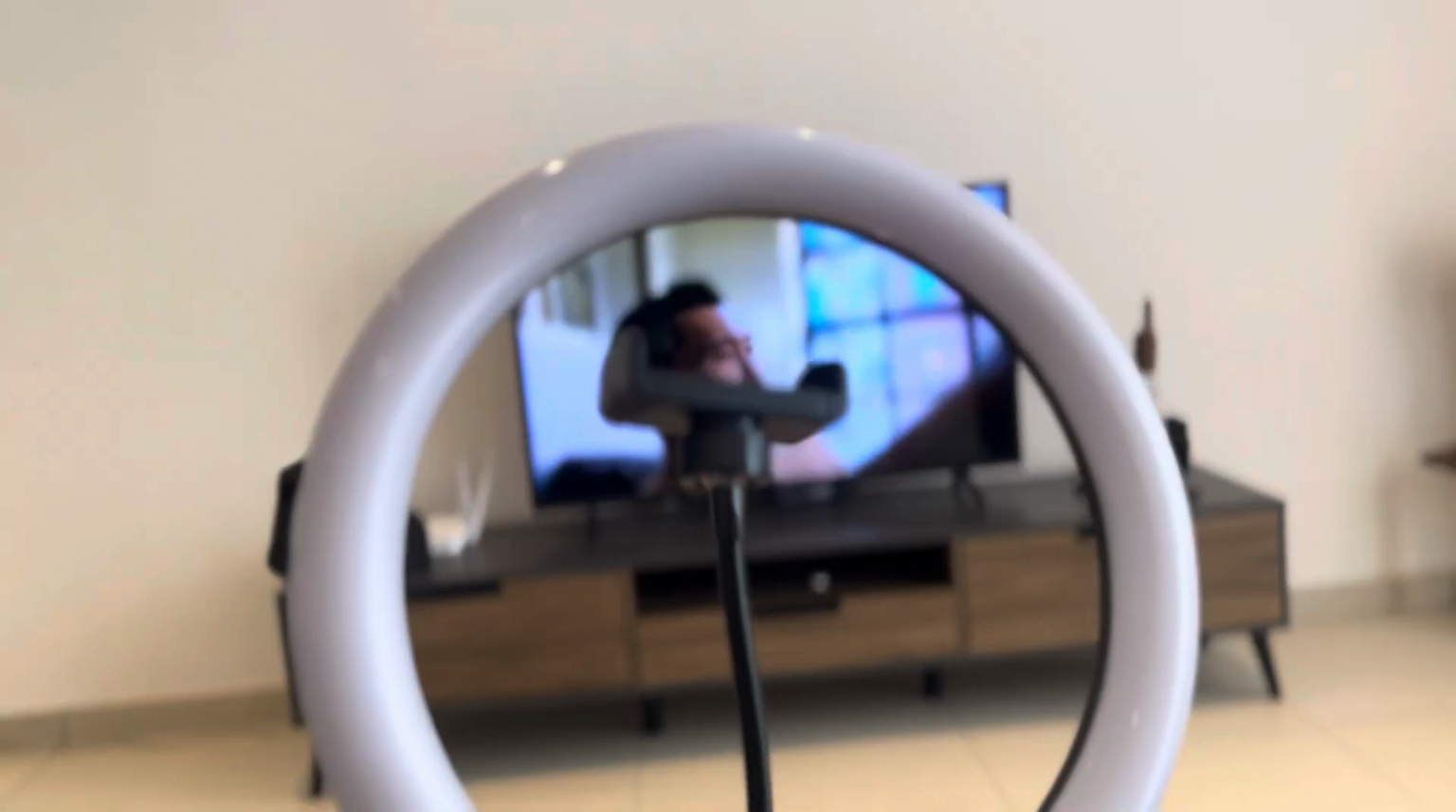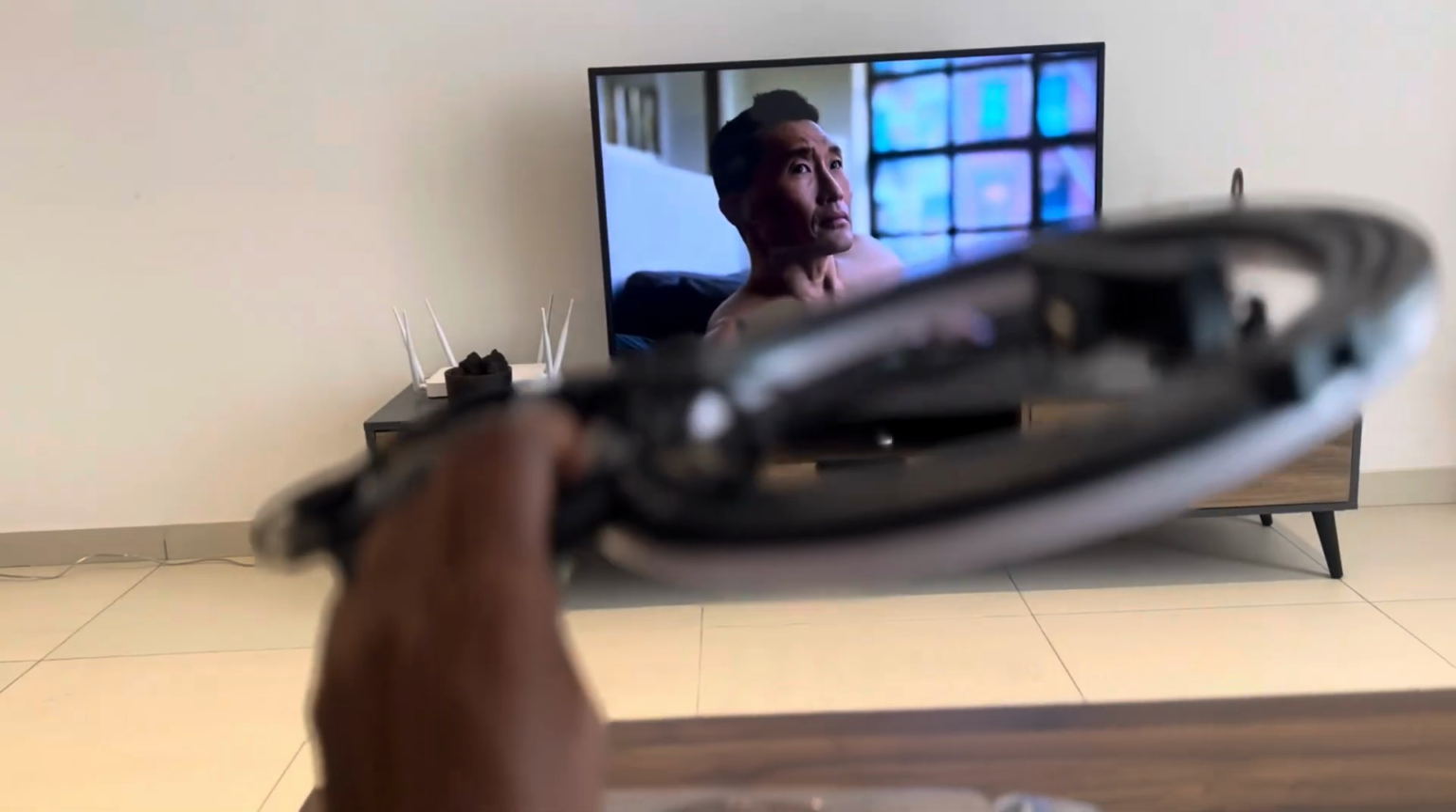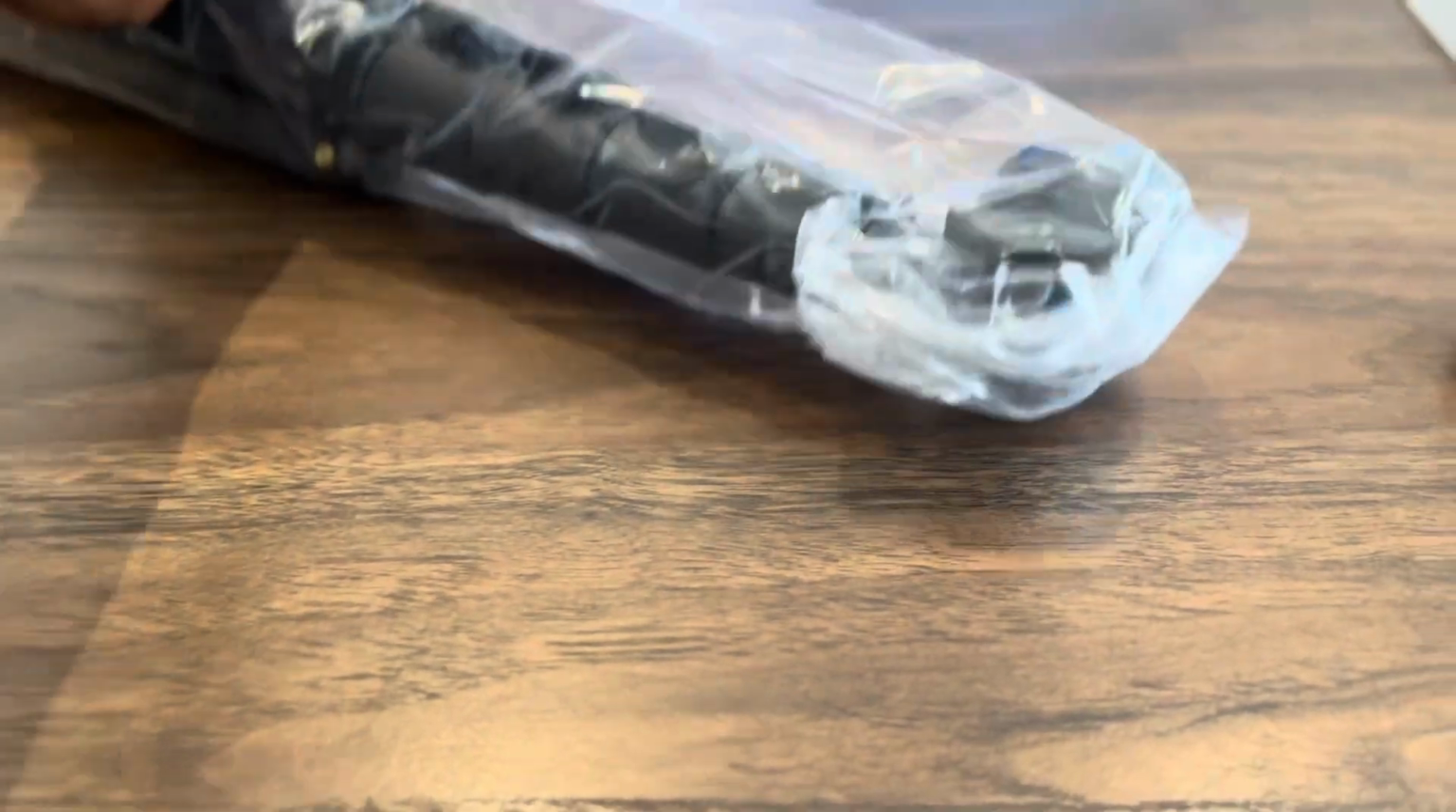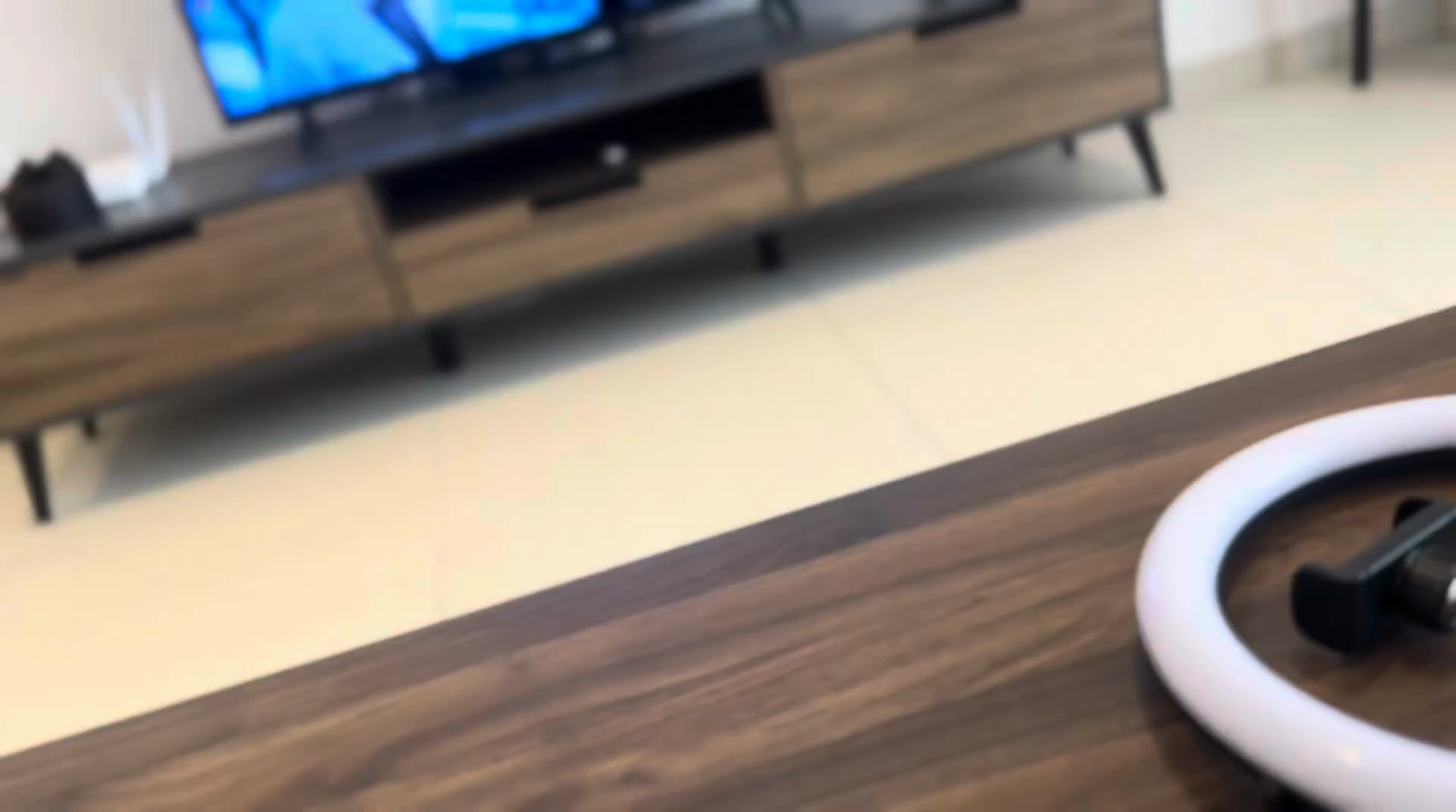So I went to mounting it. I had a little bit of hindrance along the way because I was trying to understand, but eventually I got my way around it. I mounted the ring light. I was just so disappointed with how small it was.